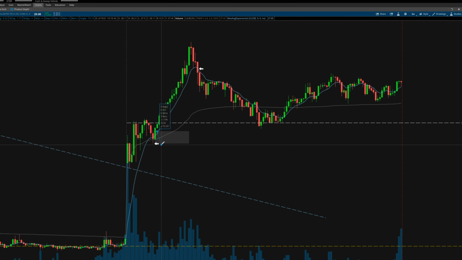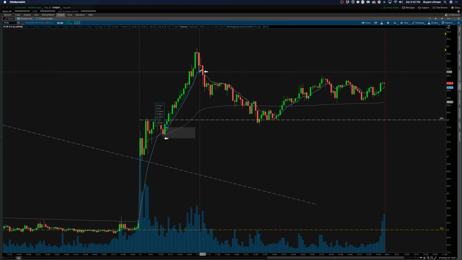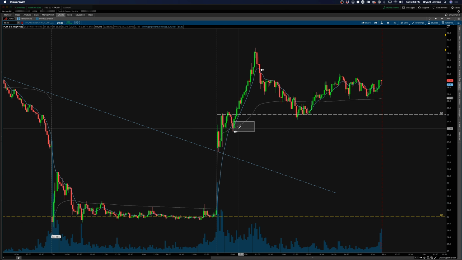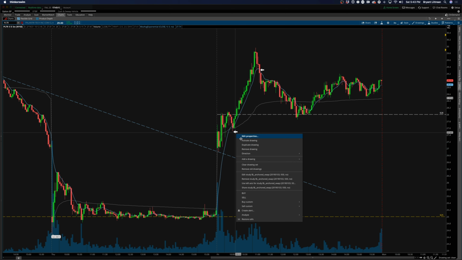You're pretty much risking 30 cents to make $2.50. So essentially it's about a 1 to 5 risk reward, which is an amazing trade from a risk reward standpoint. Let's just delete some of this stuff right here, remove that.